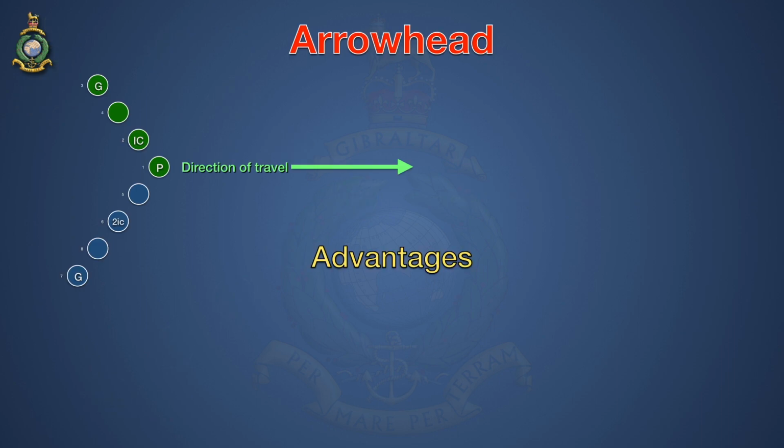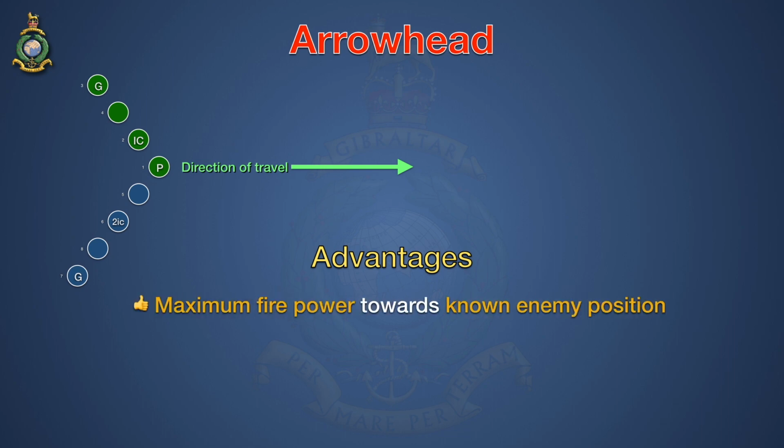So, advantages of Arrowhead. Maximum firepower towards a known enemy position. Think about it, we've got everyone, although they're angled off there, facing forward and they're all able to fire to the front. Everyone is able to turn around and defend from the rear as well as from a front attack.